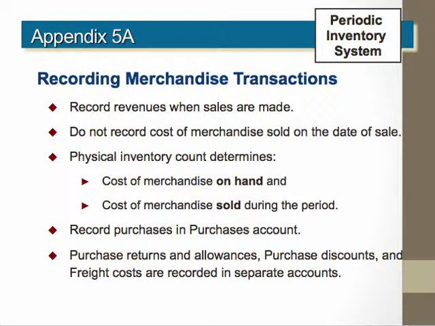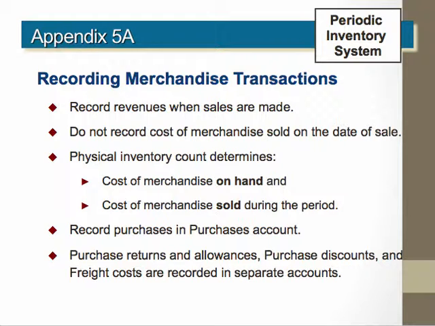When we record items under the periodic inventory system, we still need to recognize revenues when the sales are made. However, we do not recognize cost of goods sold at the same time as the sale. Rather, we wait until the end of the period to compute how much inventory we had on hand for sale, otherwise known as cost of goods available for sale, and then we subtract out the ending inventory to determine how much the cost of goods sold was.